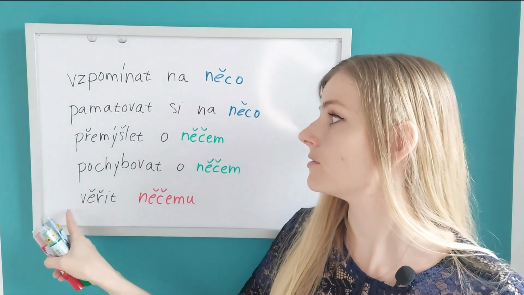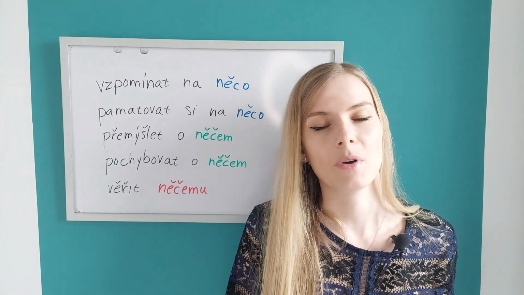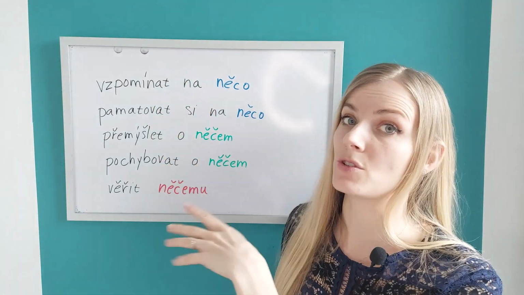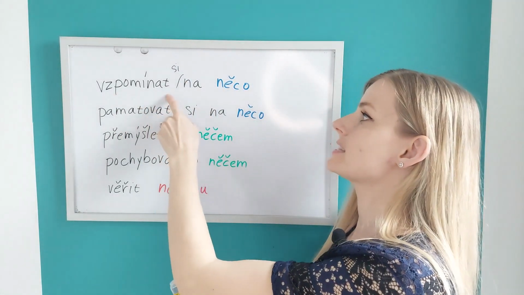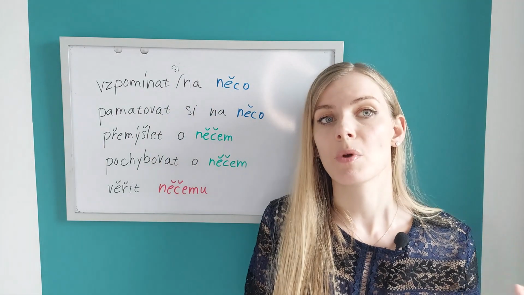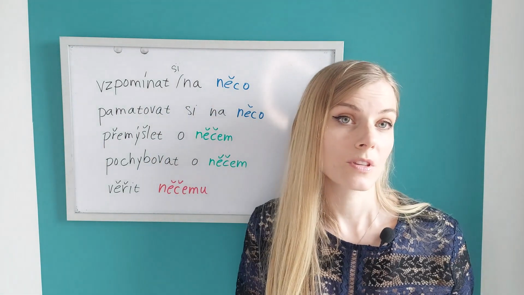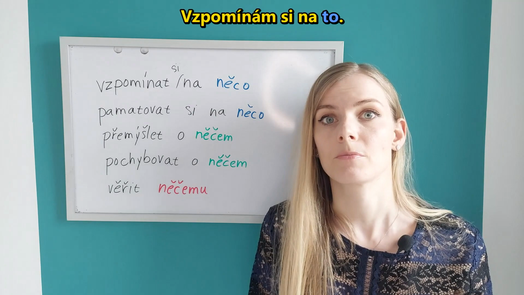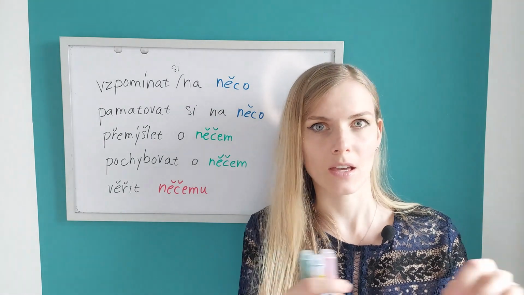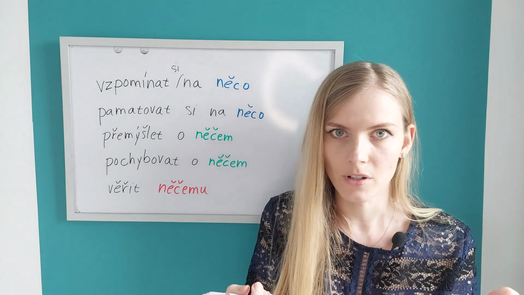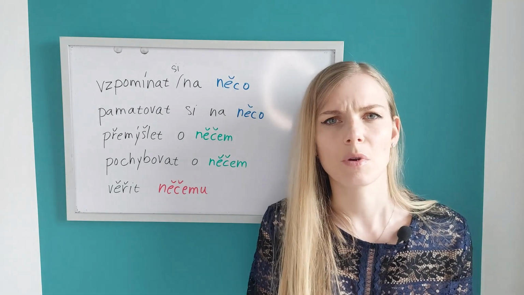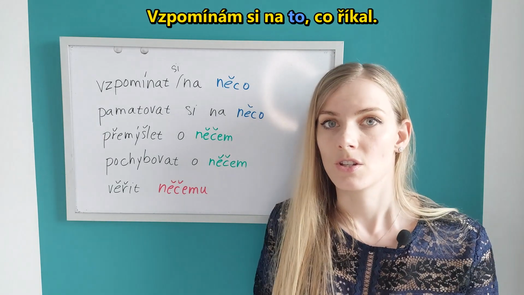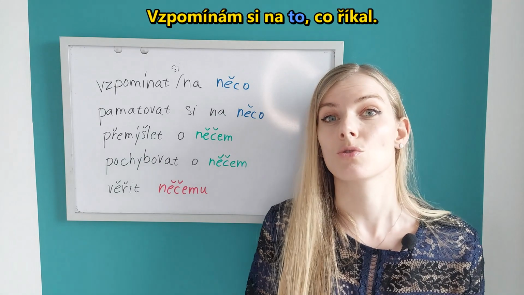For example, these verbs. These verbs are typically followed by an object, and that object would be in a different case. Usually there is a preposition too. Let's take the verb vzpomínat si na něco. To remember, to recall something. You can use it in a simple clause. You could say, vzpomínám si na to. I remember it. Or you could say, I remember something that you would express with another clause, another verb. You describe a situation. I remember what he said. Vzpomínám si na to, co říkal.